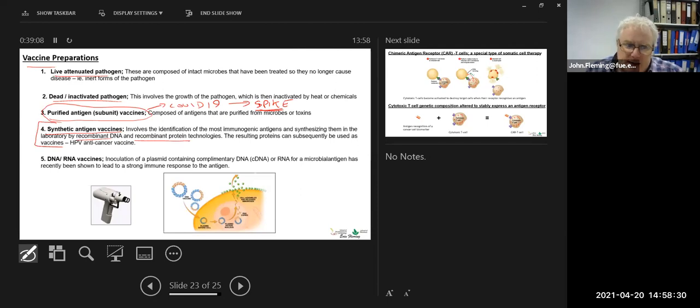I suppose the final type of vaccine that's shown here on this slide that I'm not going to talk about here involves potentially using DNA and RNA viruses. So that would again be very topical at the moment in terms of our response to SARS-CoV-2.